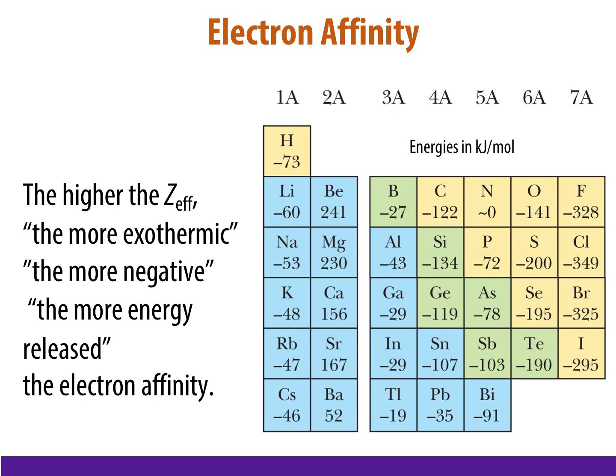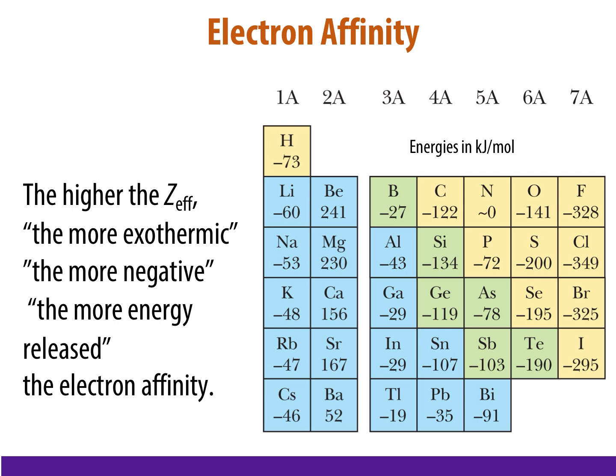So the higher the Z effective, the higher the effective nuclear charge, we'd expect to see more energy released when we add an electron to that atom. And that is, in fact, what we see. So for fluorine here, 328 kilojoules of energy is released when you attach an electron to it. So that's quite exothermic. It's very favorable to attach an electron to a fluorine atom.